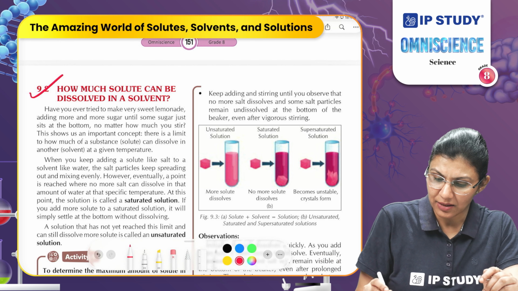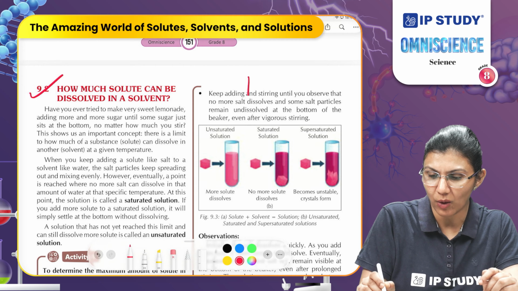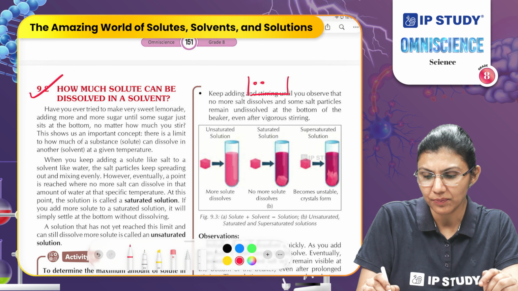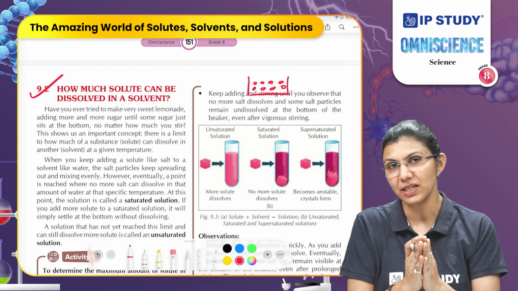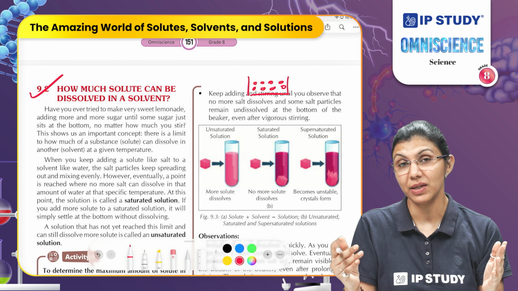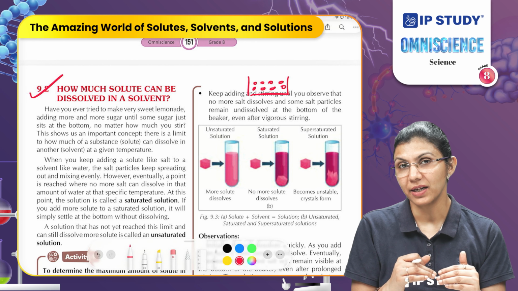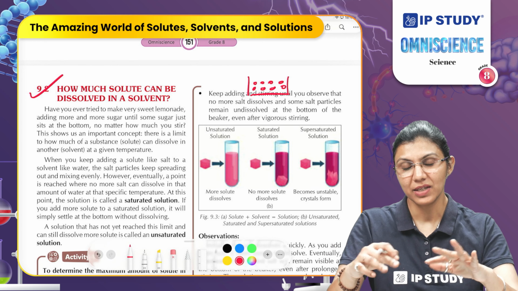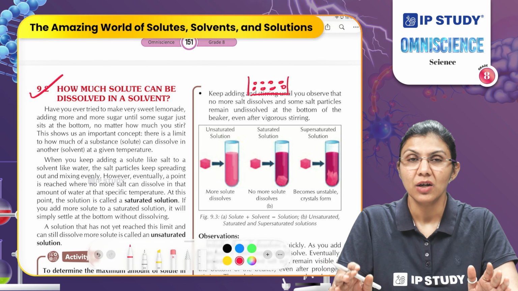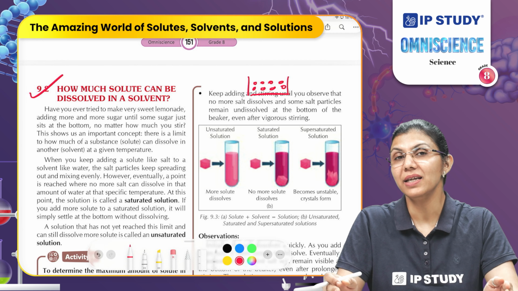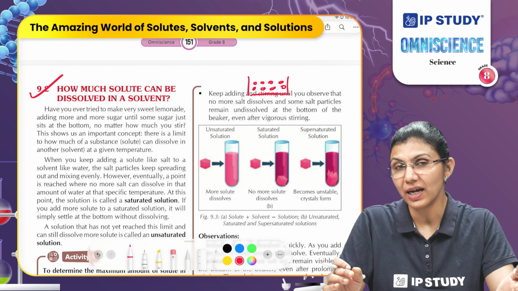Suppose we are taking water here. When we start heating up, the particles start moving away from each other. Means interparticle space is now increasing. If interparticle space is increasing, we can add more solute particles there. Means you can add more sugar because these particles will settle in the available space. So by increasing the temperature of any solvent, you can increase the amount of solute that can be dissolved in there.